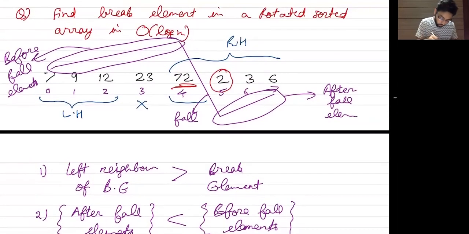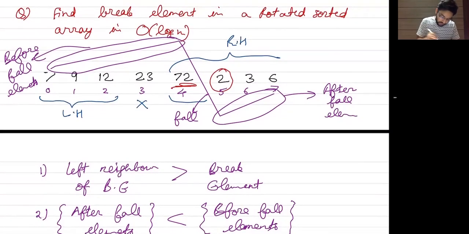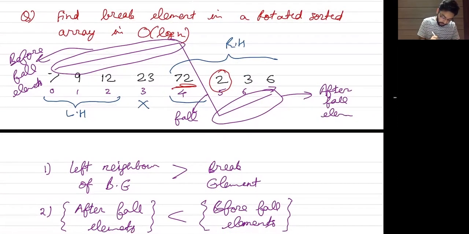So another thing which I can say is that 7 is for sure a before fall element, right? Because the array starts, it's the leftmost index of this array. So 7 is definitely a before fall element.